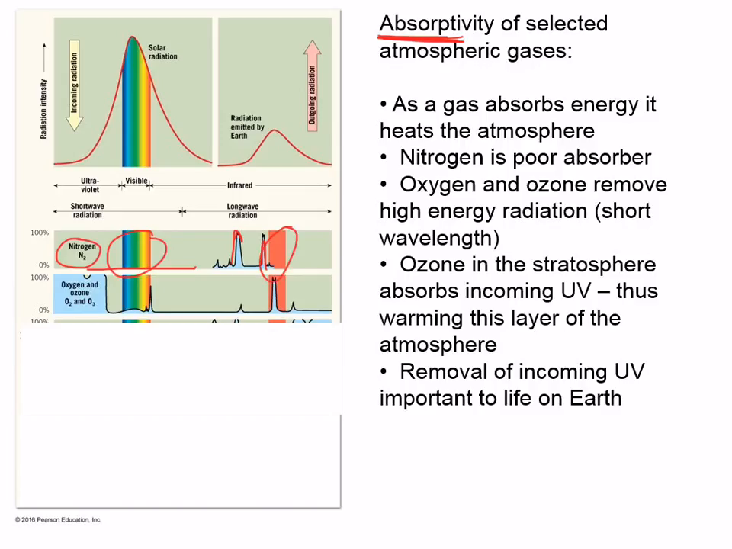Now if we switch gases to regular oxygen and O3, which is ozone, notice that these short wavelengths over here would be ultraviolet. Again, this is absorbance, ABS. It is great at absorbing those short wavelengths of energy coming from the sun. Notice it absorbs a little bit here in visible light, and a little bit here in the infrared.